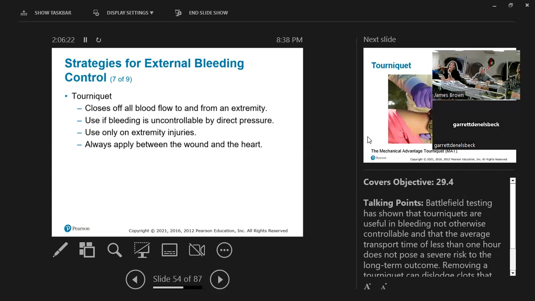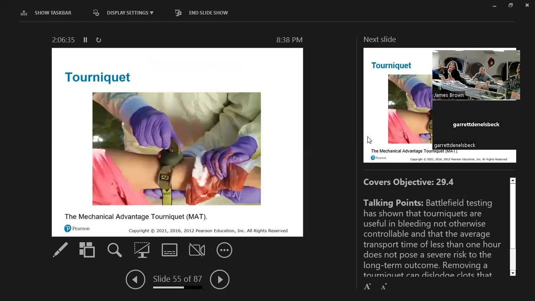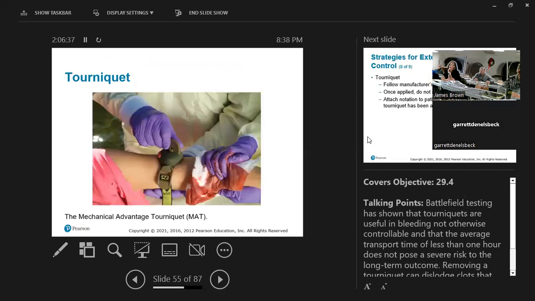You said maybe pinching the what? The nerves. Yep. And that's how a lot of damage can happen. You can end up with neuropathies and things like that. Especially the thinner the tourniquet, or the thinner the item you're using as a tourniquet, the more damage it causes to the muscle and the tissue.